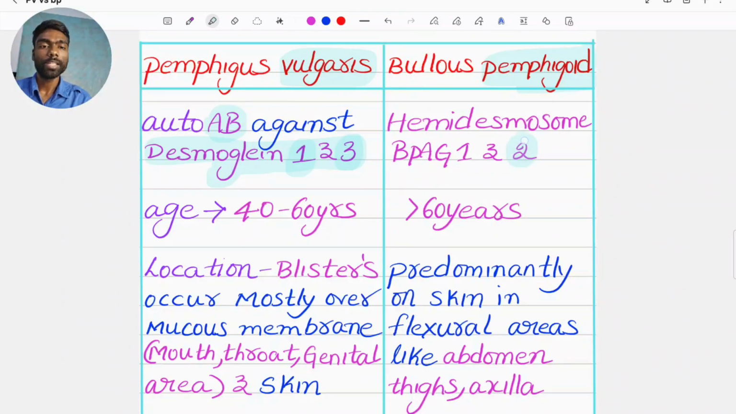Coming to Bullous Pemphigoid. Here autoantibodies are produced against components of hemidesmosomes at the dermoepidermal junction. In hemidesmosome, BPIG1 is inner plaque, BPIG2 is outer plaque. So the split will be at the level of dermoepidermal junction, that means subepidermal. In Pemphigus vulgaris, the split will be intraepidermal, suprabasal. Age group: middle-aged 40 to elderly 60 years in vulgaris. More than 60 years, more elderly people, 60 to 80 years, in Bullous Pemphigoid.